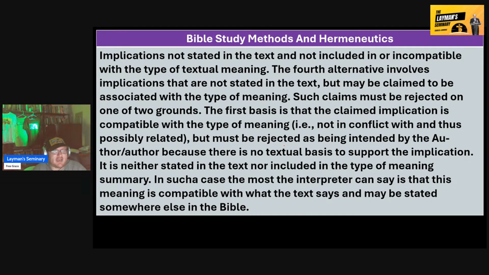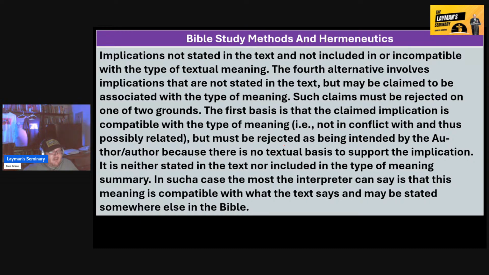Implications not stated in the text and not included in or incompatible with the type of textual meaning. The fourth alternative involves implications that are not stated in the text, but may be claimed to be associated with the type of meaning. Such claims must be rejected on 1 of 2 grounds.